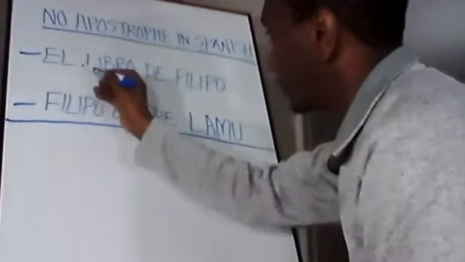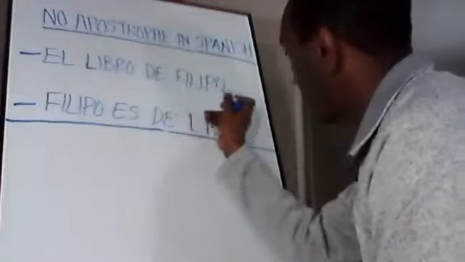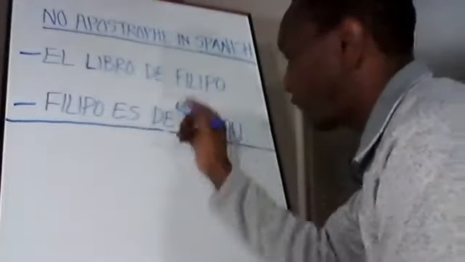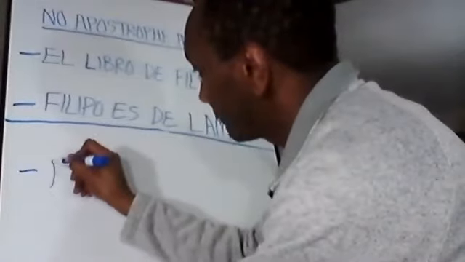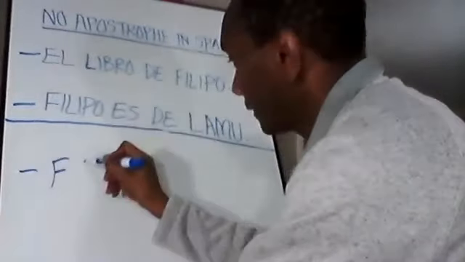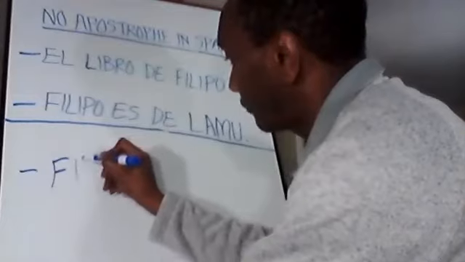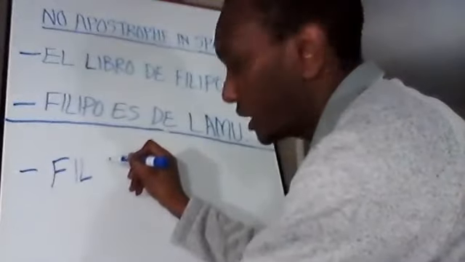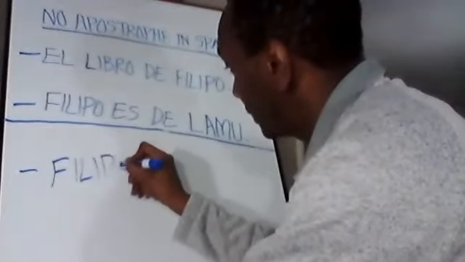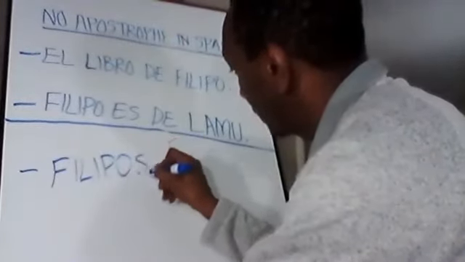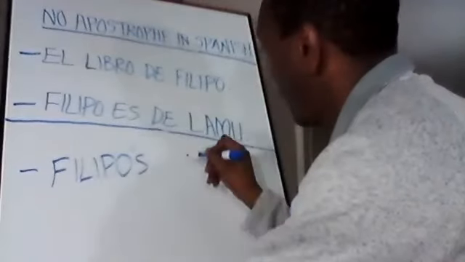So over here you see the book of. In this case, de means of. So in English, that would be Philip's, and I'm going to keep the spelling of Philip as it is in Spanish, Filipo's. So over here, it would mean Filipo's. There is an apostrophe, book.